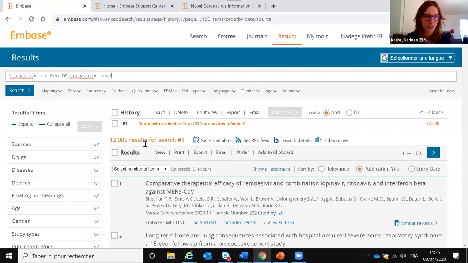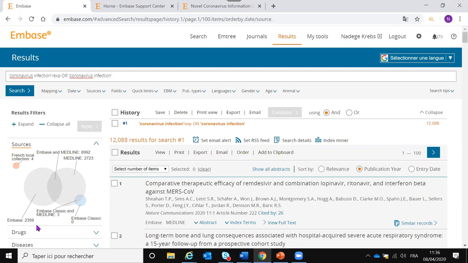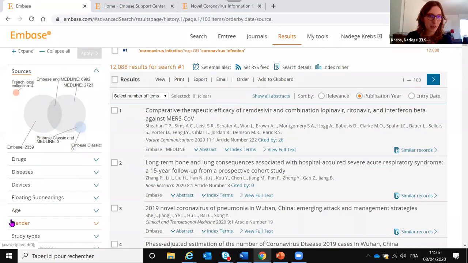So we have different filters. Here first, on the side, you have the filters, and it tells you how many you find in Embase and Medline, and how many you would miss if you don't go to Embase. So you see, you would miss 2,359 if you're not in Embase. So that's why it's worth checking in Embase.